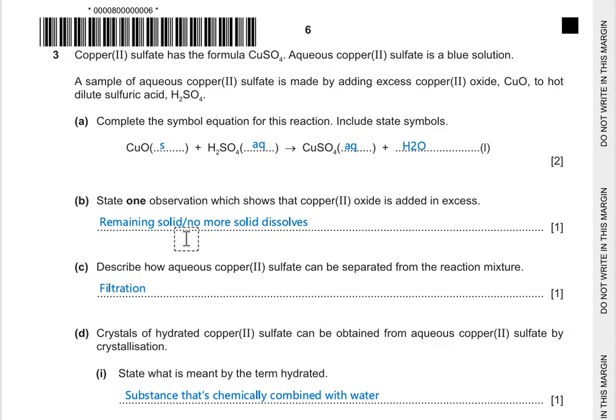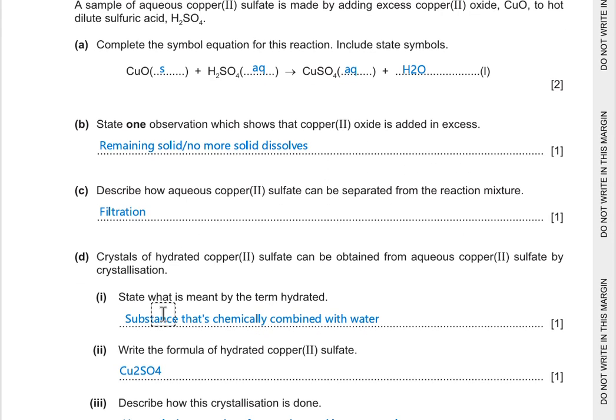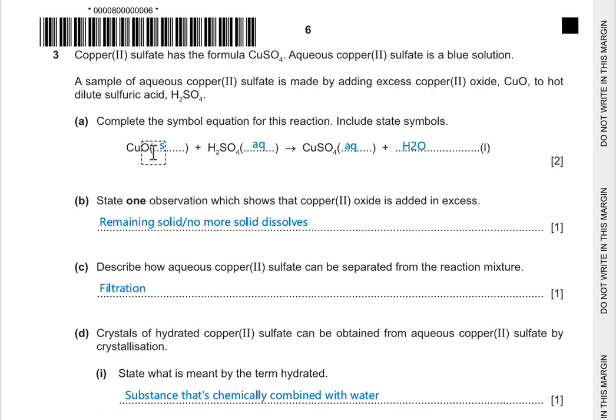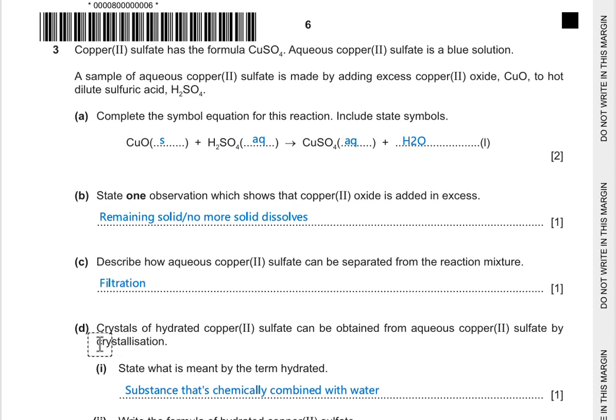State one observation which shows that copper(II) oxide is added in excess. There either is remaining solid or no more solid dissolves. Describe how aqueous copper(II) sulfate can be separated from the reaction mixture. Filtration, because there will be remaining CuO.